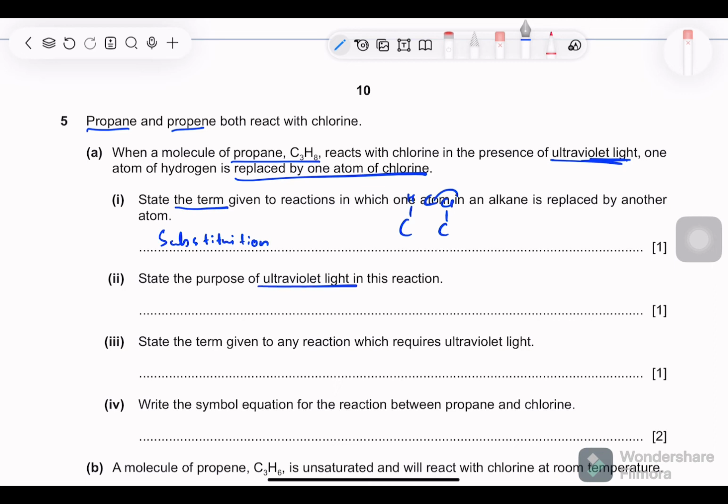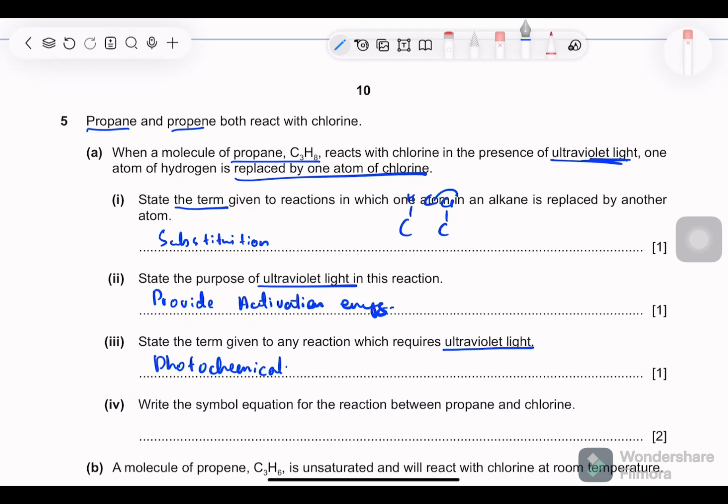Next, state the purpose of UV light: it has to provide the activation energy so that particles can react. State the term given to any reaction which requires UV light. This is also pure recall: photochemical reaction. We have the substitution of alkanes with chlorine as a photochemical reaction. UV light is required because the carbon-carbon single bond is very strong and it does not break easily. And apart from the bond itself, the molecule is a saturated one, so it is not very reactive.